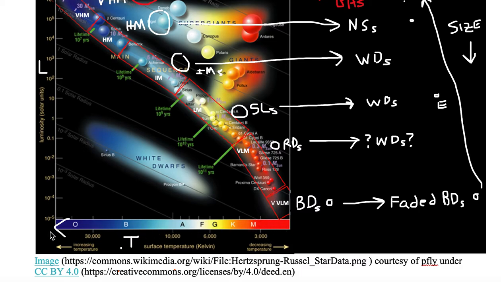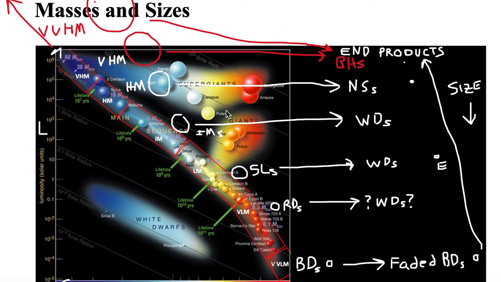Along the horizontal axis, increasing to the left is surface temperature. Along the vertical axis, increasing upward, is stars' luminosity. Based on their luminosity and temperature, stars are placed at different positions on the diagram. From upper left to bottom right, we have the main sequence, which are stars that are fusing hydrogen into helium in their cores. Most of the stars are actively fusing.